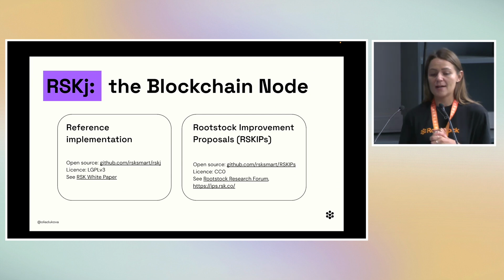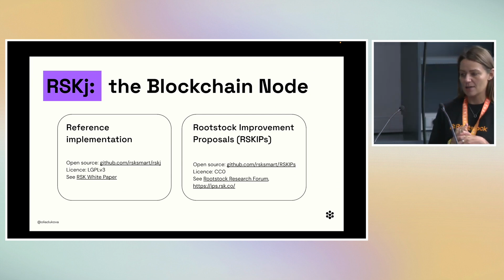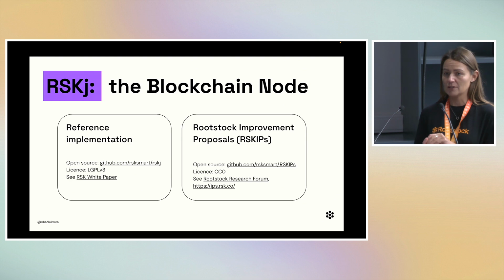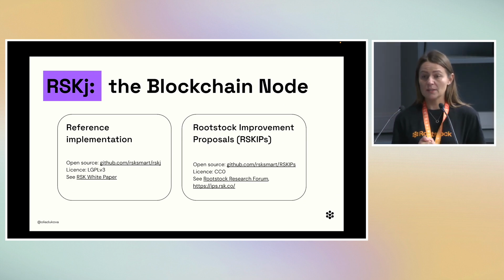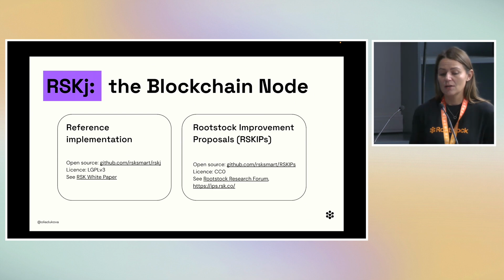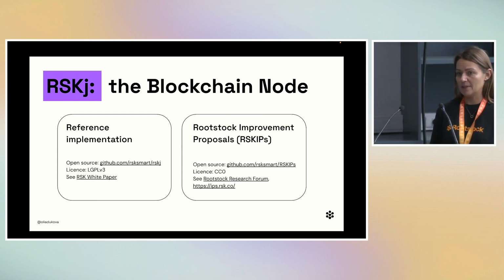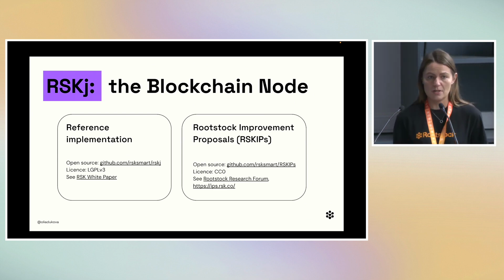A little dive into the architecture. RSKJ, which stands for Rootstock Java, is the node, the main component of the chain. It was originally forked from EthereumJ. You can find the implementation on GitHub. It's open source under a license. We do welcome community contributions via pull requests on GitHub, so if you're interested, you can check that out. Also, the RSK white paper is available on the website, which is rootstock.io.